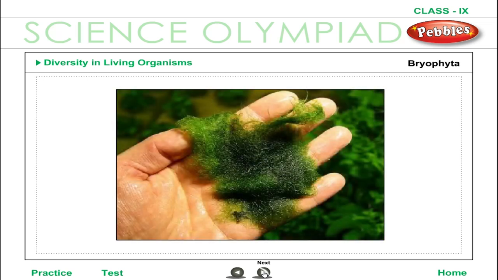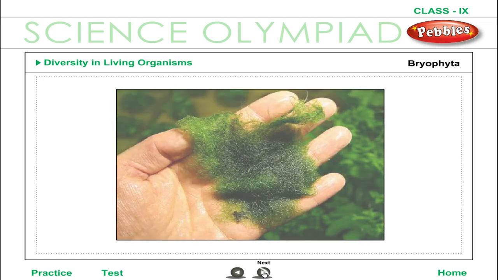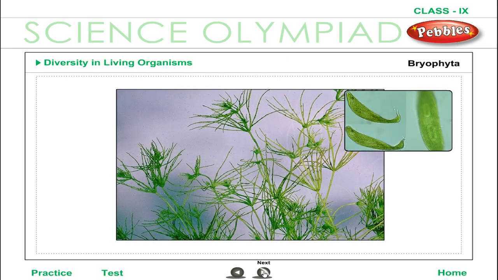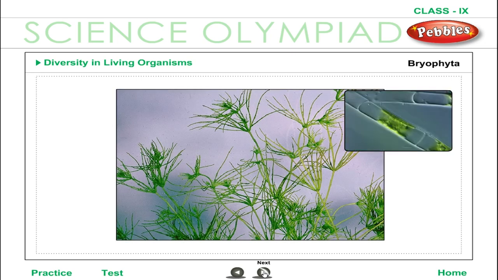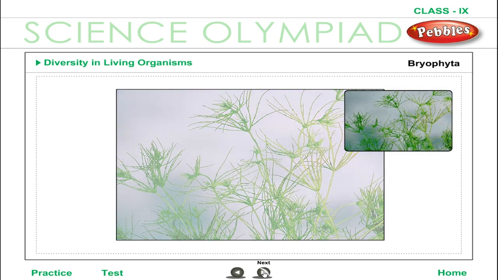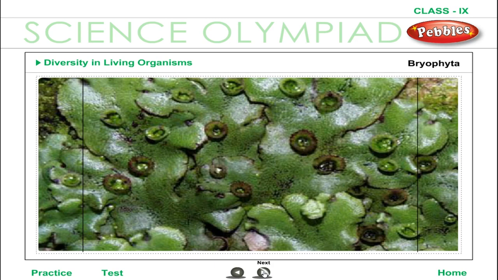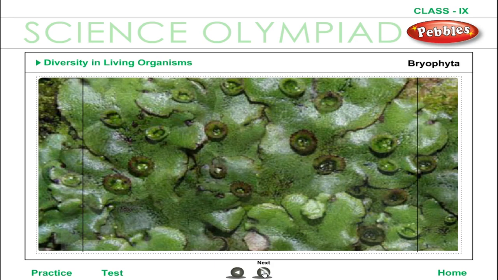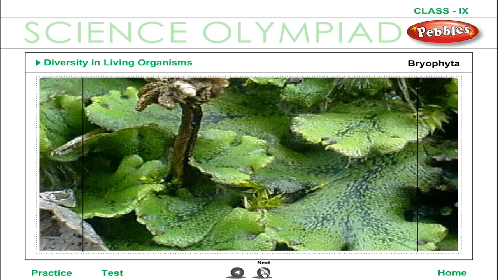Thallophyta. Plants that do not have well-differentiated body design fall into this group. The plants in this group are commonly called algae. These plants are predominantly aquatic. Examples are Spirogyra, Ulothrix, Cladophora, and Chara.